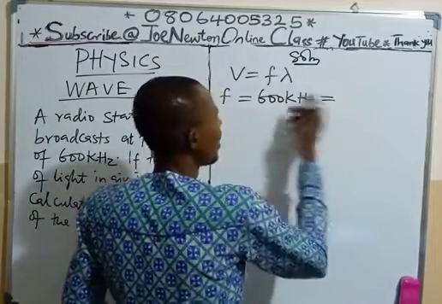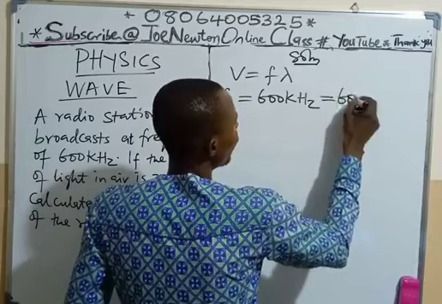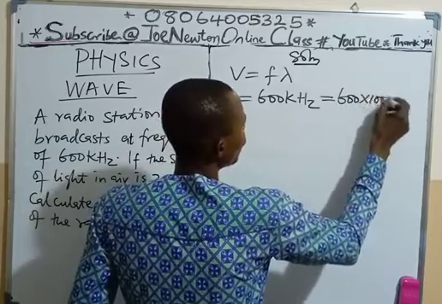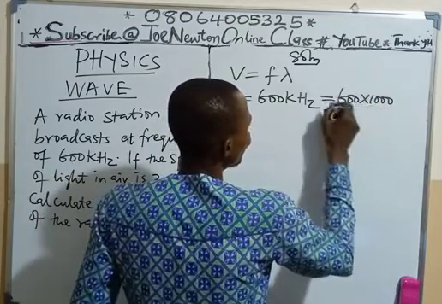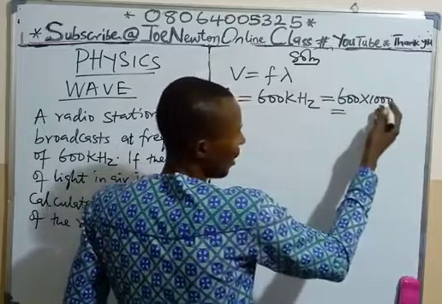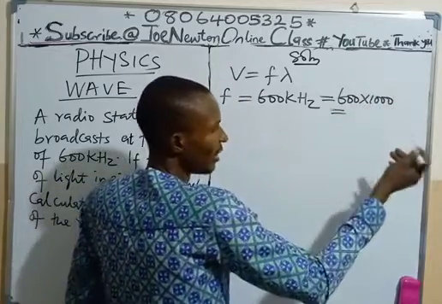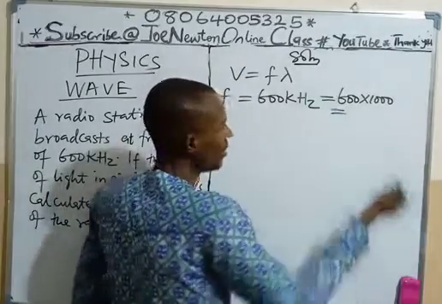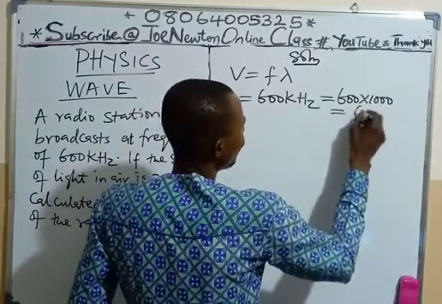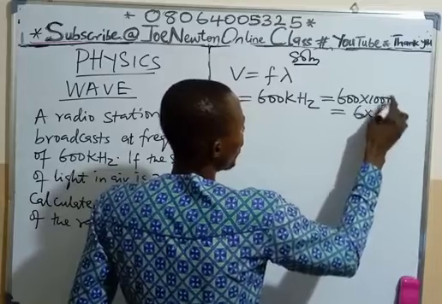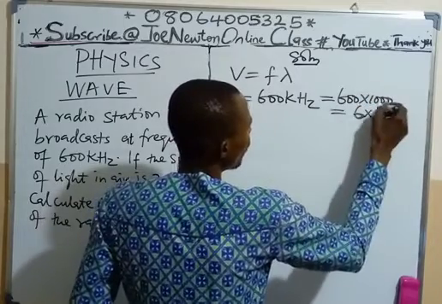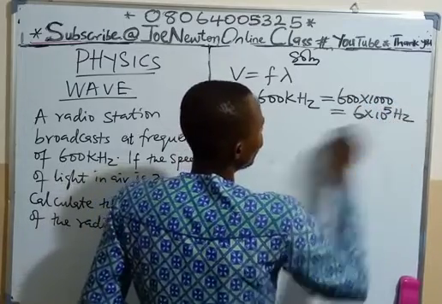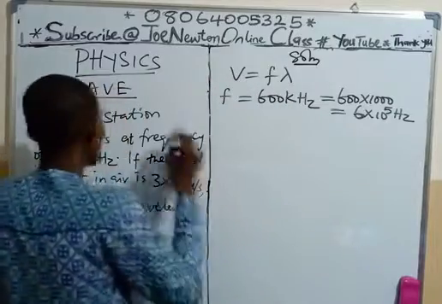Therefore, 600 kilohertz will be 600 times 1000 hertz. Of course, that will give us 600,000 hertz. Let us use standard form anyway, since we have long digits there. That will give us 6 times 10 raised to power 5 (counting 5 zeros) hertz. Good. Okay. Then we now continue.